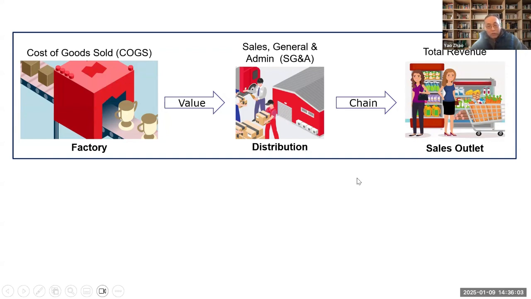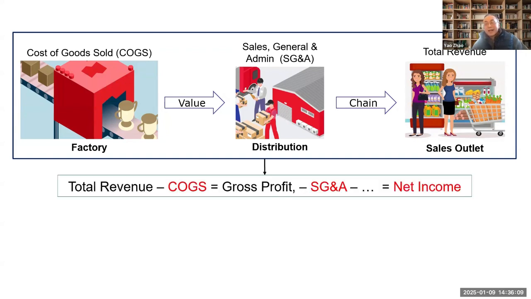And the reason I want to show you this graph is because I want to show you how net income was generated. Very simply, we have the total revenue, subtract the cost of goods sold, which will give you the gross profit. Then you further subtract SG&A and R&D and many other cost components, and you'll get net income. And so from here you can see how the financials are connected to operations.